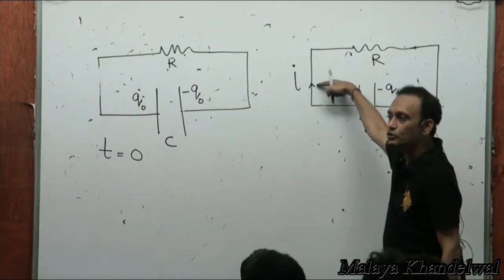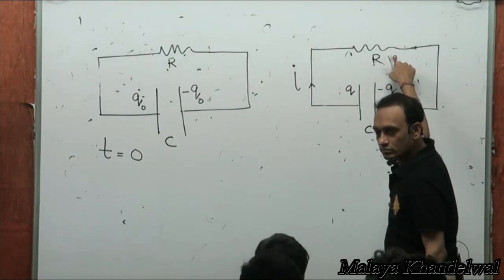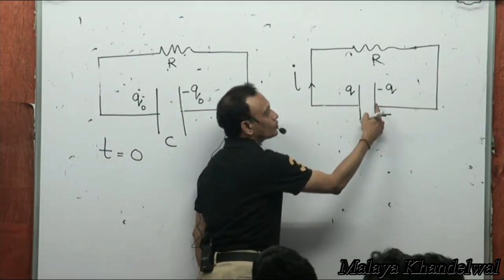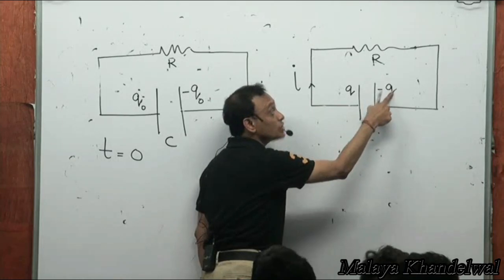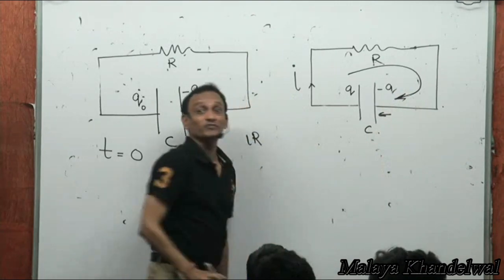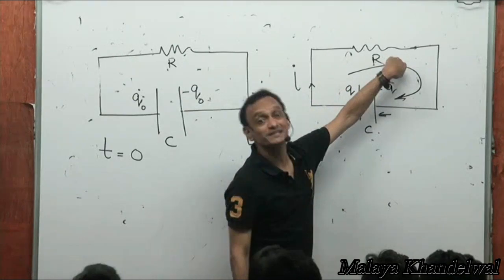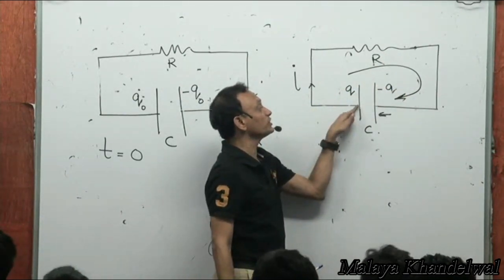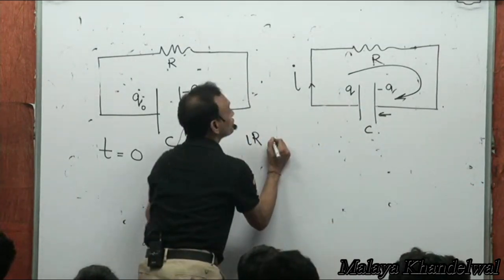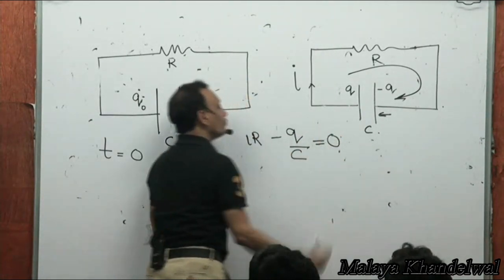I could apply KVL in the loop at this instant of time, right? The drop from here to here is going to be IR, and then I go this way. The drop from here to here is going to be the algebraic charge on the first plate divided by capacitance. See, I'm traversing the loop like this. Algebraic sum of the drops in a closed loop is always 0. So the drop from here to here in the proposed sense is IR. Then I go this way from here to here. Charge on the first plate divided by C would be the algebraic drop. What's the charge on the first plate? Minus Q divided by C. And this must add up to 0.